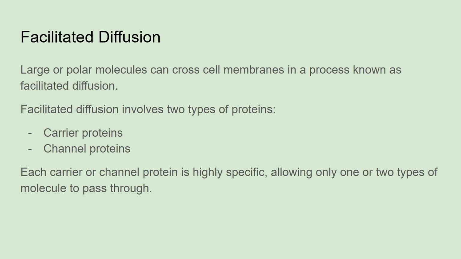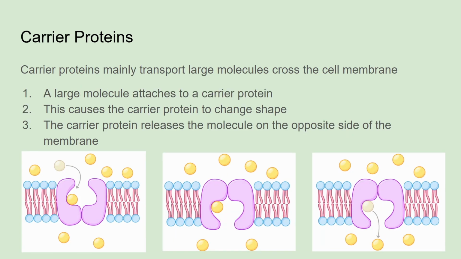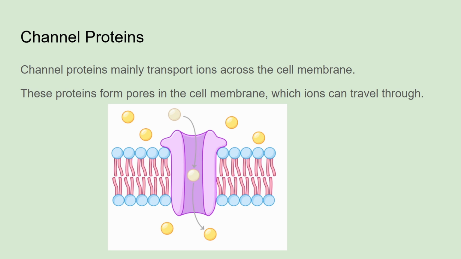Larger or polar molecules can cross cell membranes in a process known as facilitated diffusion, which involves two types of proteins: carrier proteins and channel proteins, which are both highly specific, allowing only one or two types of molecules to pass through. Carrier proteins mainly transport large molecules across the cell membrane, and so a large molecule attaches to a carrier protein, which causes the carrier protein to change shape. Then the carrier protein releases the molecule on the opposite side of the membrane. Channel proteins mainly transport ions across the cell membrane, and these proteins form pores in the cell membrane which ions can travel through.